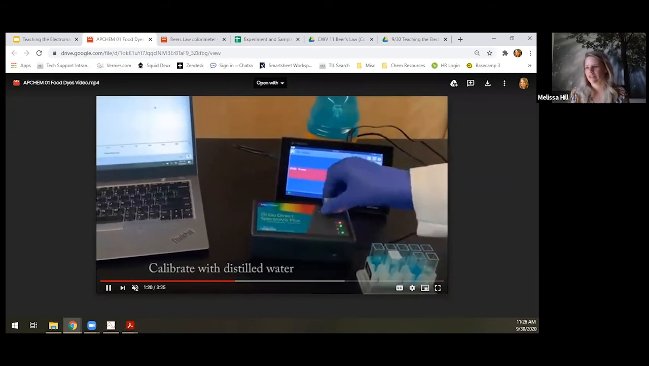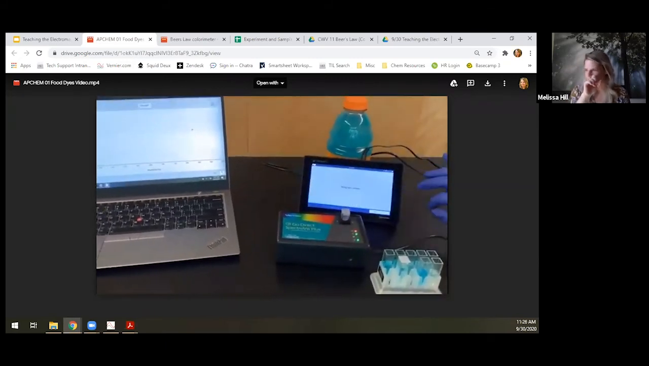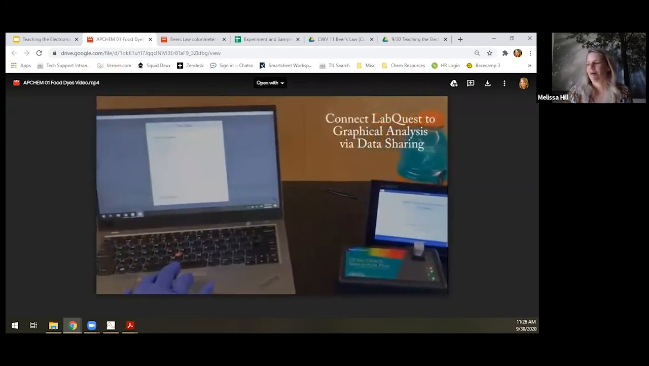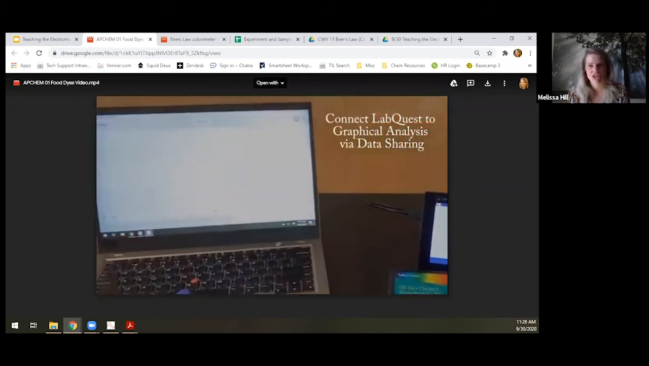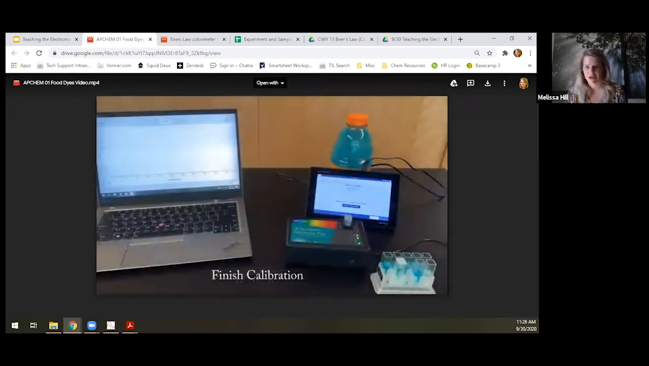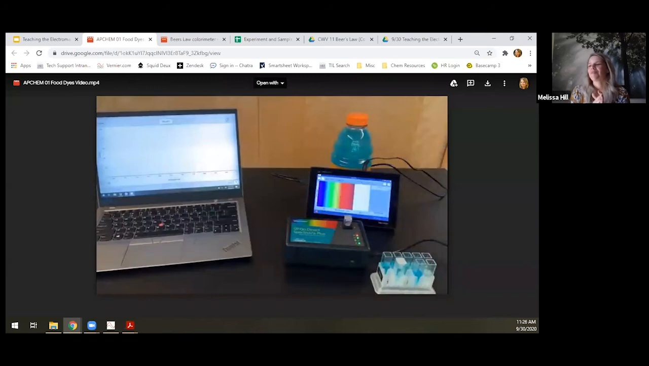In the beginning here, you're just calibrating with your distilled water in the percent transmittance mode. I'm also showing this on a LabQuest 3. A LabQuest 3 can data share to Graphical Analysis 4 if it's all on the same Wi-Fi network, which is a great way, if you're in the laboratory right now, to maintain appropriate social distance, so all your students aren't huddled around your LabQuest, to do some of this data sharing.